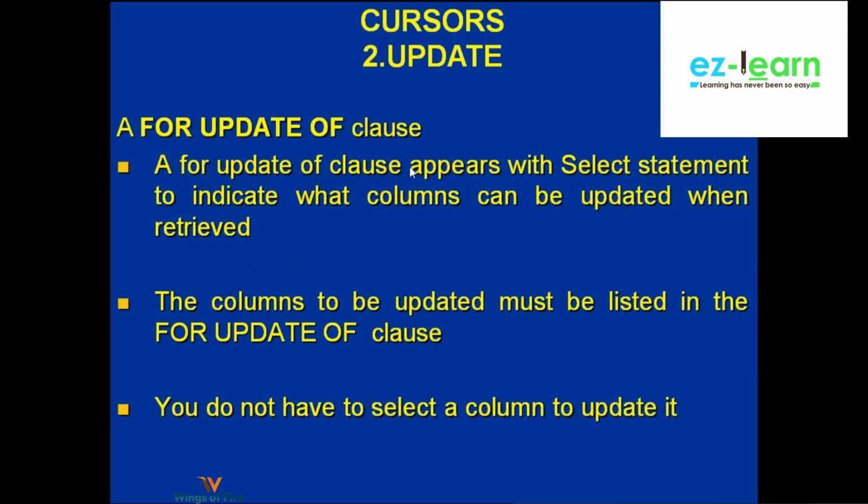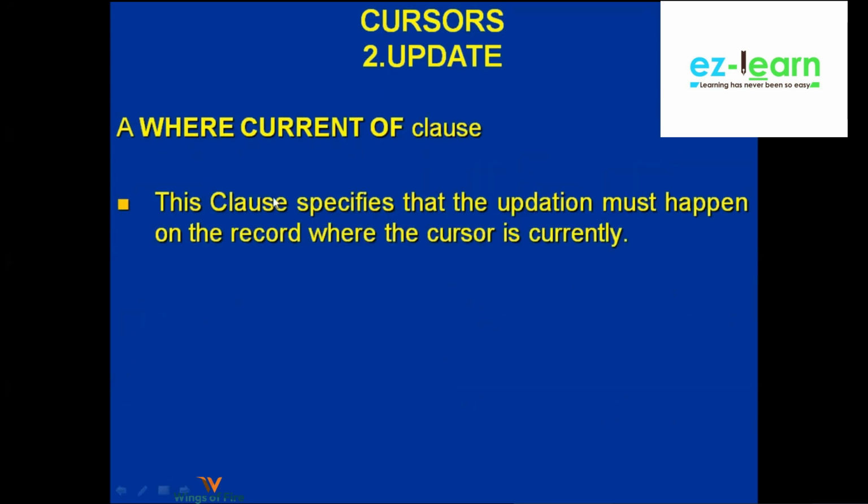A for update of clause appears with the select statement to indicate what columns can be updated when retrieved. Only the columns mentioned in the for update of clause can be updated. The columns to be updated must be listed in the for update of clause. And the where current of clause specifies that the update must happen on the record where the cursor is currently placed. Where current of cursor name means wherever it is currently placed.